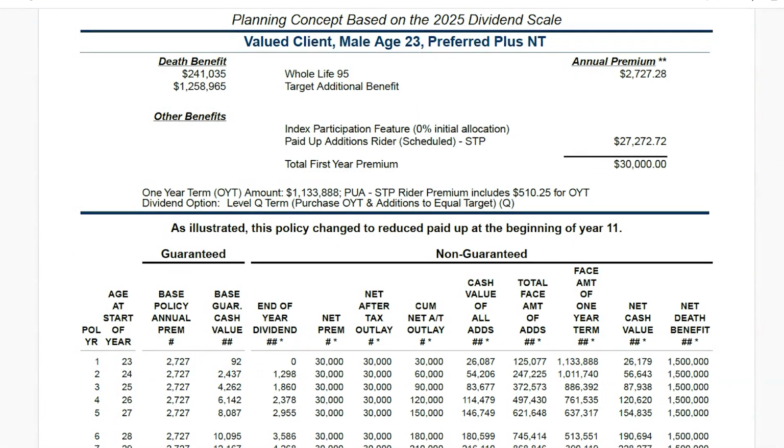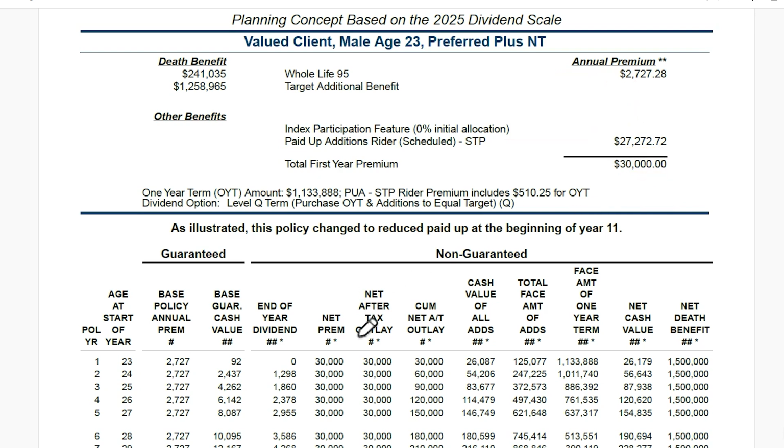So starting at the top, we see that he started at 23 years old. He was healthy and received the top health rating. His premium is $2,700 and change. However, we can see that he's then adding money into his PUA rider of 10x his minimum premium. Add the two together, it gives us a total of $30,000 per year.